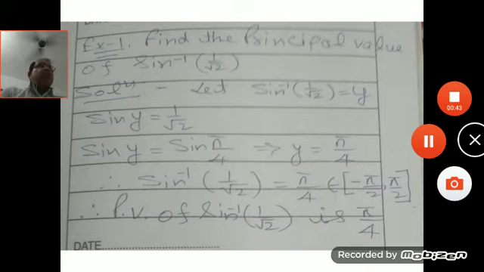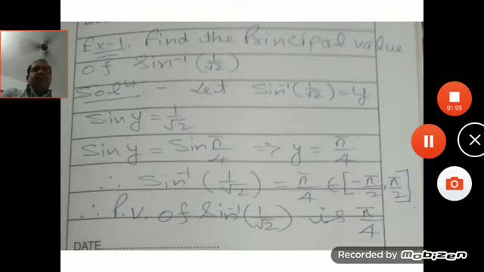So what we have to do? We have to start from here. Let sine inverse 1 upon root 2 be equal to y. Therefore, sine y is equal to 1 upon square root 2. 1 upon square root 2 is the value of sine pi by 4. In this way, sine y is equal to sine pi by 4. So y is equal to pi by 4.